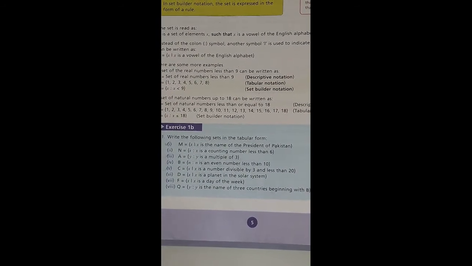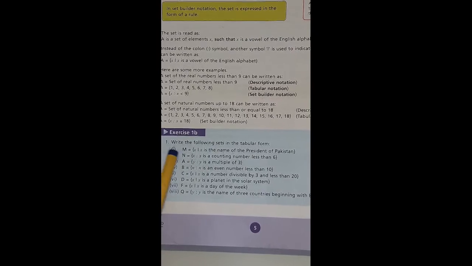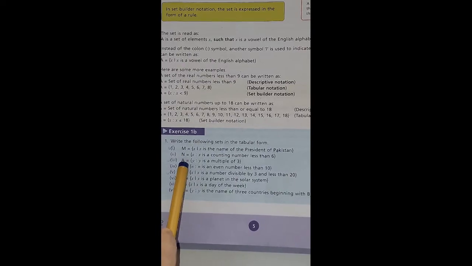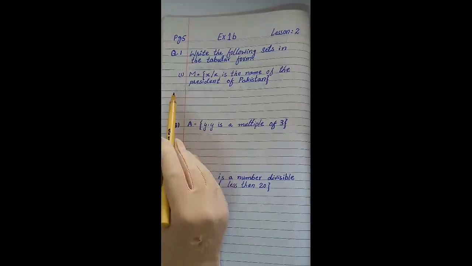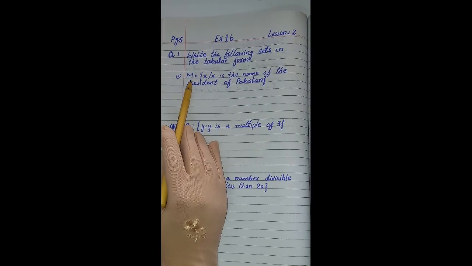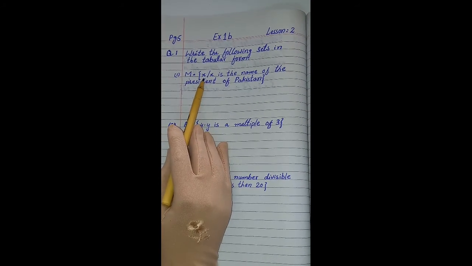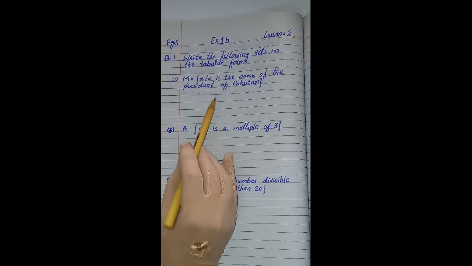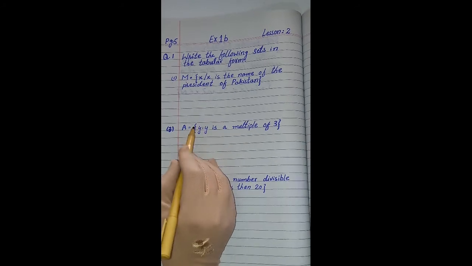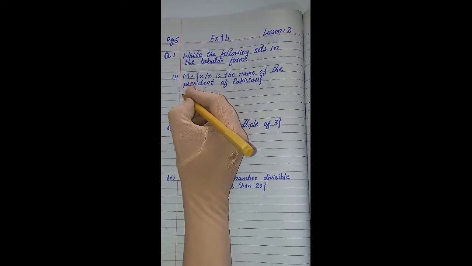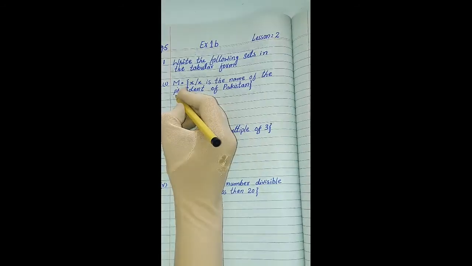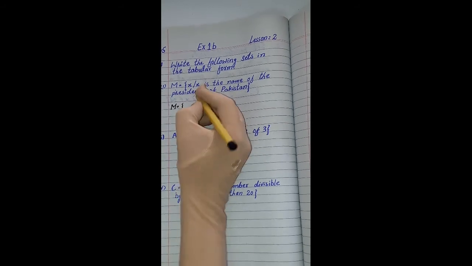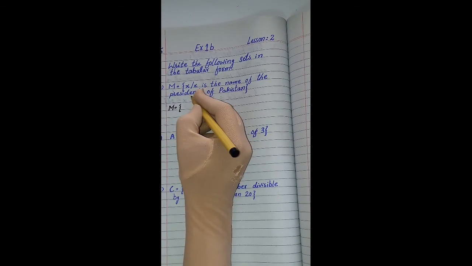Now class 6, open page number 5. We will solve exercise number 1B. Question number 1. Write the following sets in the tabular form. We will solve part 1, 3 and 5. Part 1. M. The set M has an element X where X is the name of the President of Pakistan. You have to write the name of the President of Pakistan.